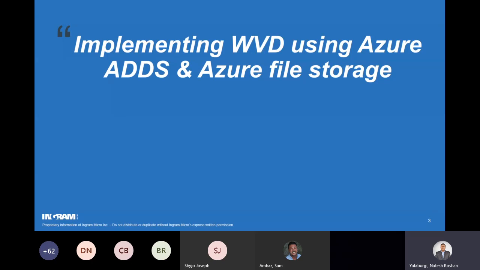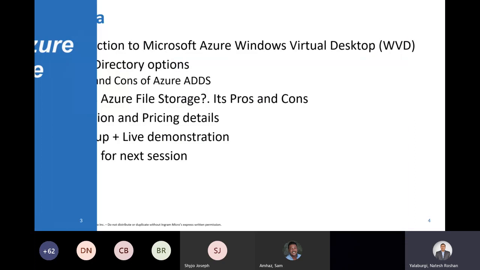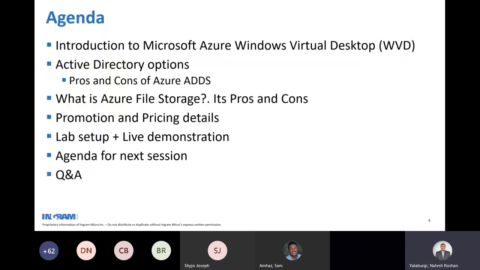These are two different options which we could use. Both of them have their own pros and cons. We'll also look at those pros and cons today. Before I go ahead, let's look at the quick agenda. Just to make sure everybody is on the same page, we'll have a quick introduction about Windows Virtual Desktop. We'll look at Active Directory options and pros and cons of using Azure Active Directory Domain Services. Then we'll look at what is Azure File Storage, its pros and cons.